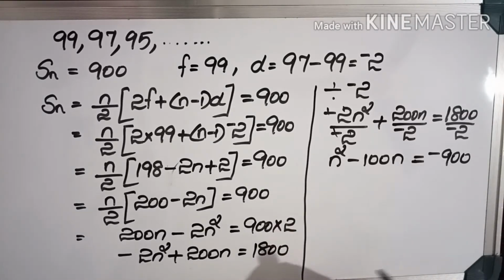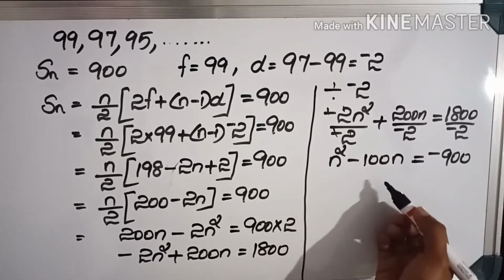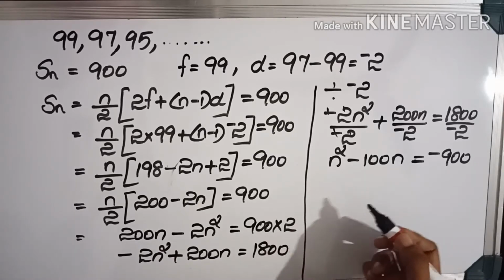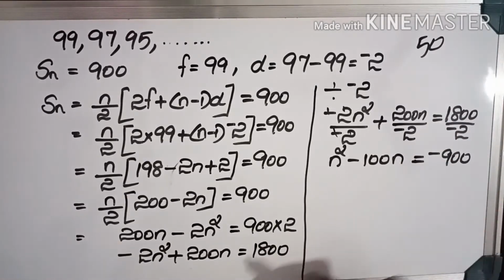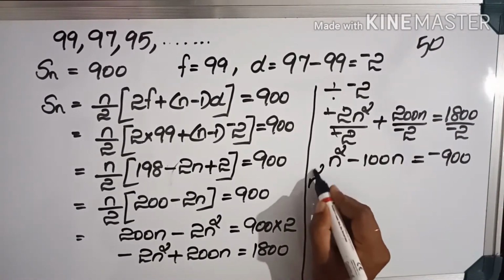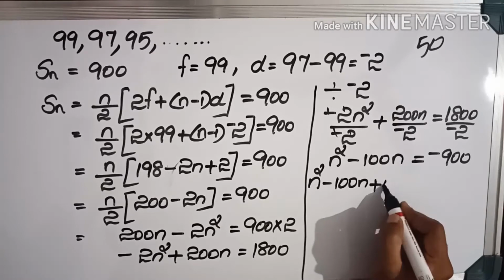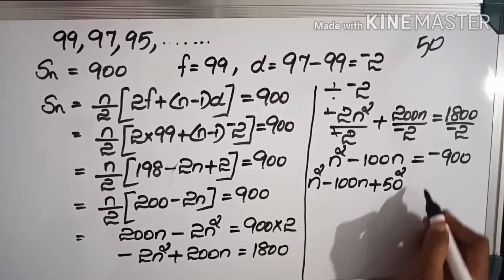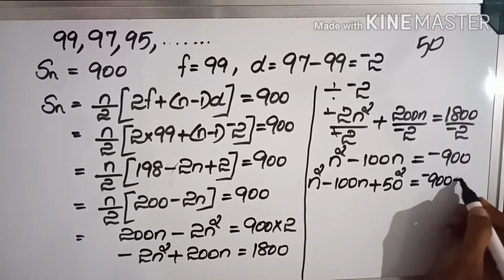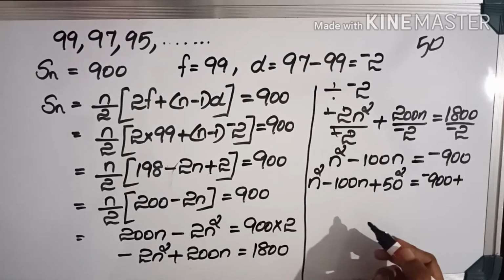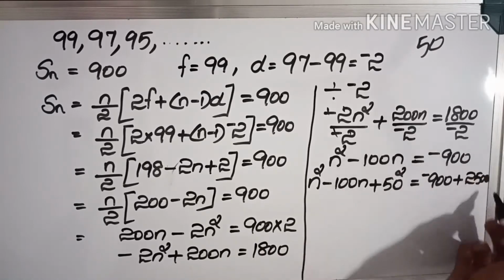Okay, now here we have to apply what? Square completion method. So for that, coefficient of n is 100. 100's half is 50. 50 square is what? 50 is the half of 100. Then its square, we have to add on both sides. So answer will be n square minus 100n plus 50 square equal to minus 900 plus 50 square. 5 5s are 25, 2500. Okay, 2500 is 50 square.